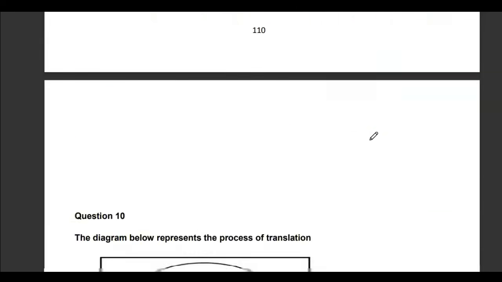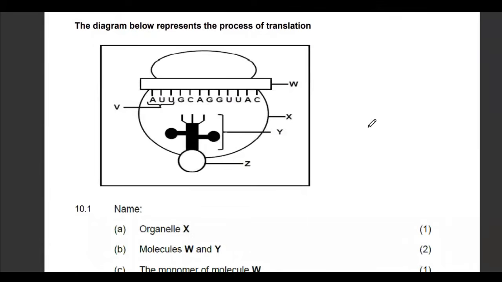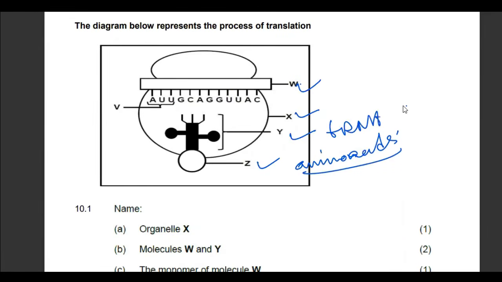So that's basically what you have to understand. And then when you come here, this is translation, because it is occurring on the ribosome. So what is A? A is messenger RNA. B is the ribosome. And what is C? C is the transfer RNA. What is Z? Z is the amino acid. So these are the monomers of the protein. And then this is the transfer RNA. You have seen it. And then this is the ribosome, and then this is the messenger RNA.